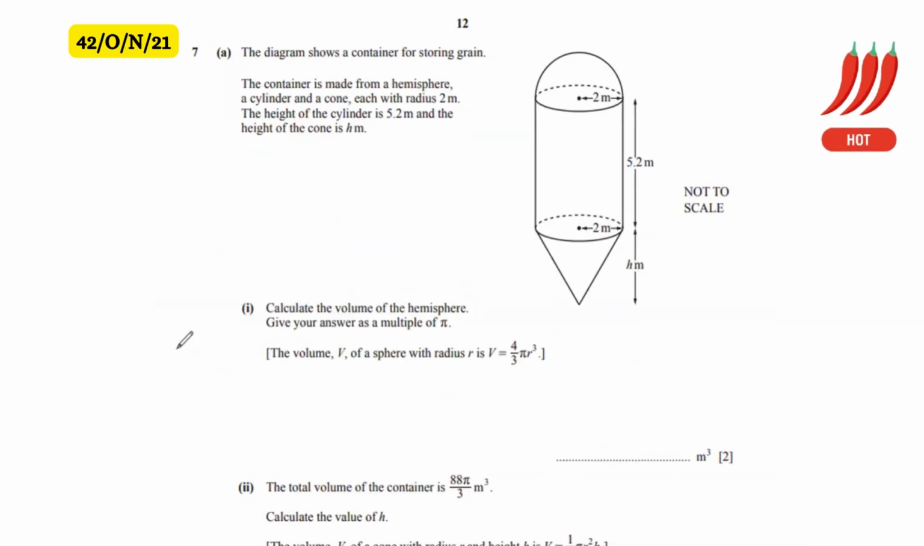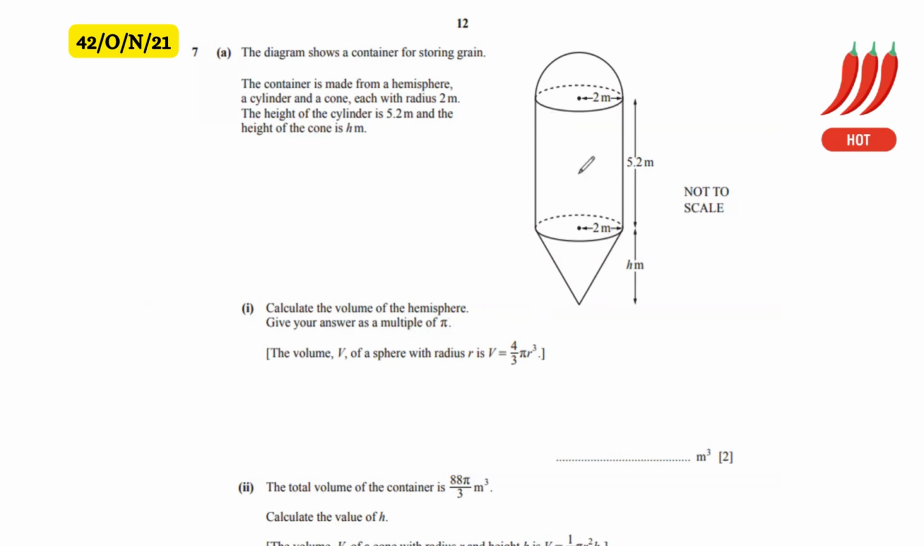Question 7 says, the diagram shows a container for storing grain. The container is made from a hemisphere, a cylinder, and a cone, each with radius 2 meters. The height of the cylinder is 5.2 meters and the height of the cone is h meters. Calculate the volume of the hemisphere. Give your answer as a multiple of pi.